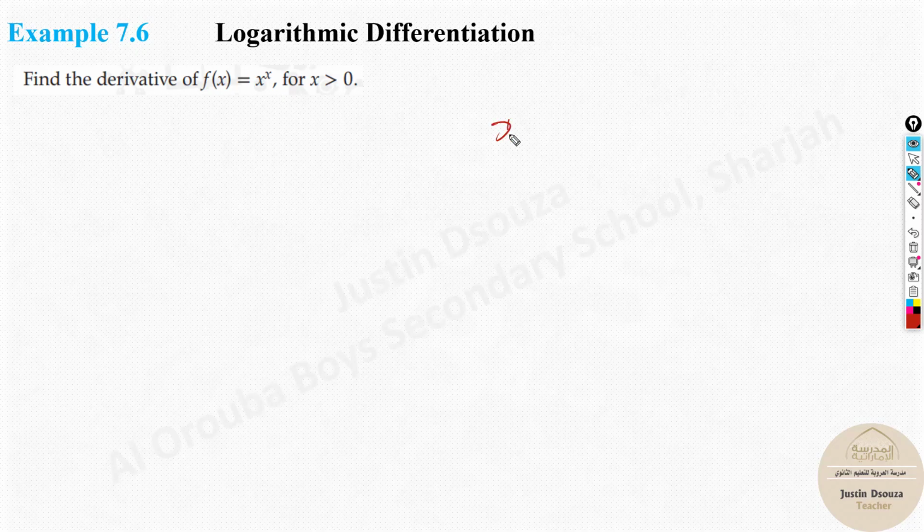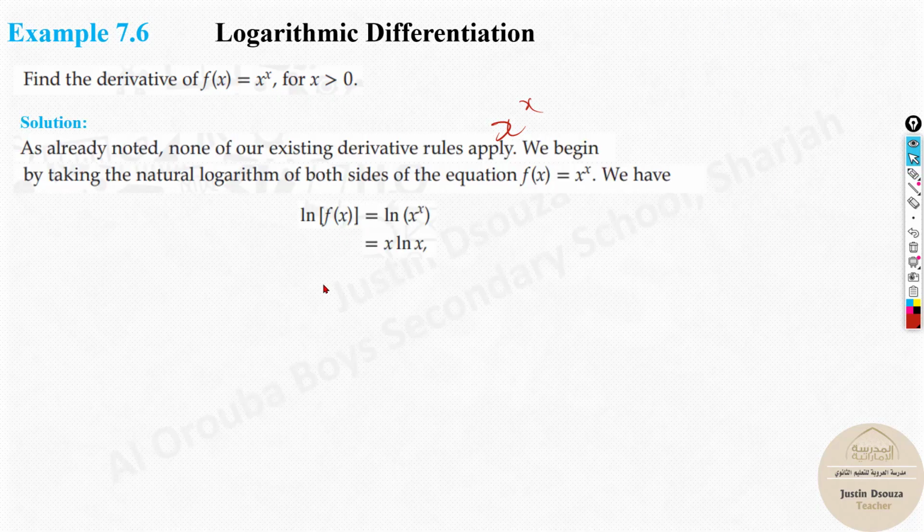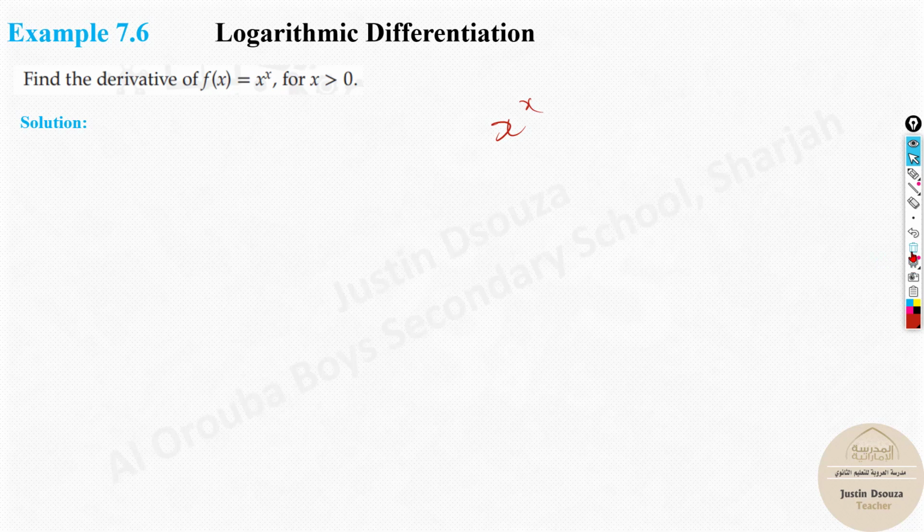But look over here, x to the power x. How would you solve this? Let me solve it from the beginning. This is the function f of x. Here, f of x is equal to x to the power x. There is no way you can solve this by the power rule. Don't think it's x comes down and x to the power x minus 1. No, that's wrong. How you solve this is by taking natural logarithm on both sides.